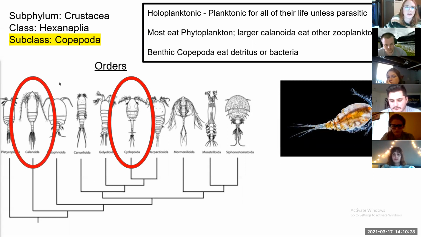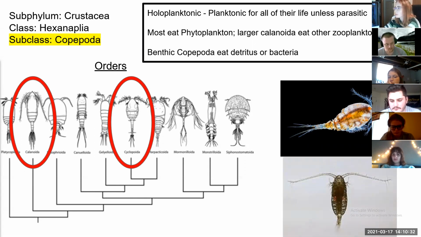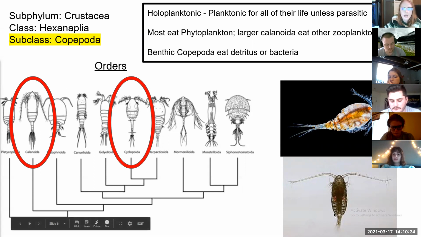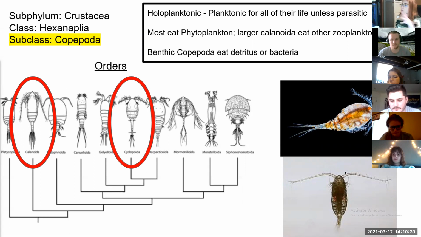These are the two that I see quite frequently in my samples. They're really cool when you see them. So Calanoida have these huge long antennae that sometimes you see when you're scanning before you even see the copepod itself.